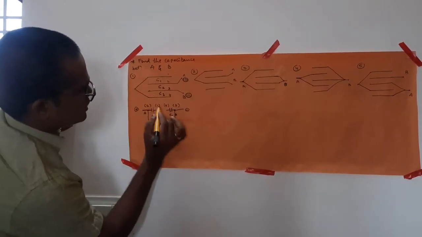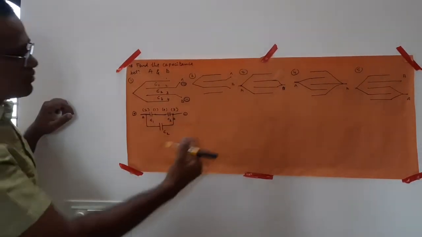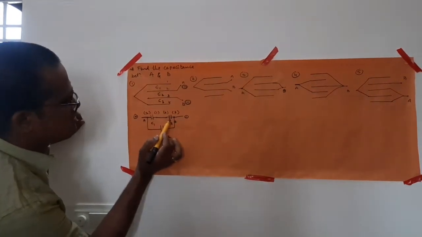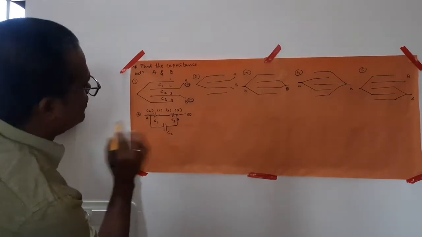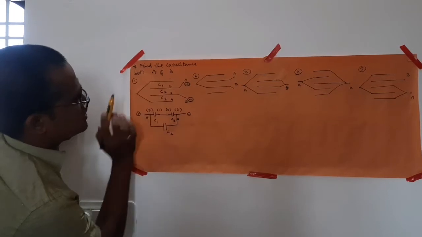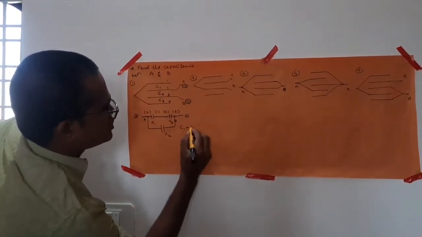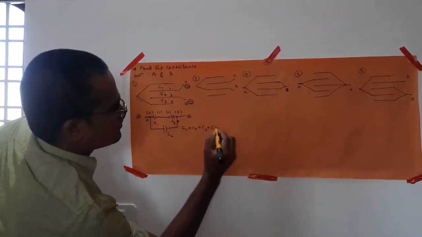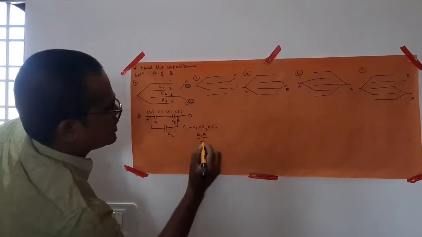Now between 1 and 4, it has been shorted. That is, one connection wire is given here. Now from here onwards, it will be a very simple thing. Here C1 and C3 are in series, and this combination is in parallel with C2. Since the capacitor area is the same and separation is the same, C1 equals C2 equals C3 equals C, which is epsilon naught A divided by d.